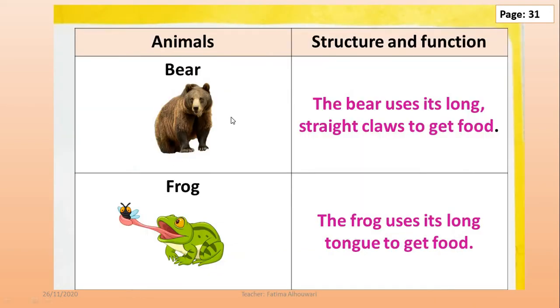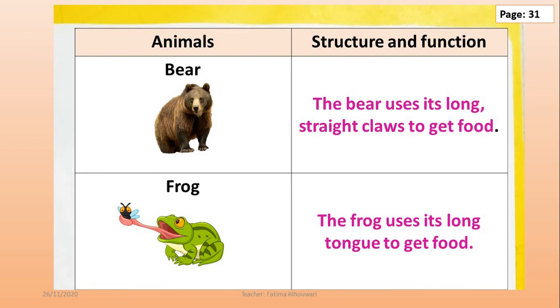It's time to draw, grade 1. You can draw a bear and a frog here. And here we can talk more about the animal. The bear uses its long straight claws to get food. And the frog uses its long tongue to get food. Interesting. Please, grade 1, be sure to write this answer in your book.